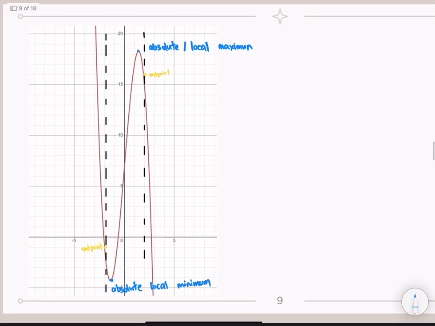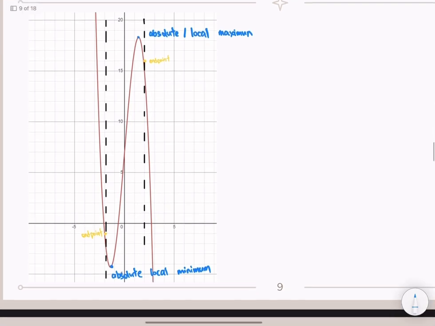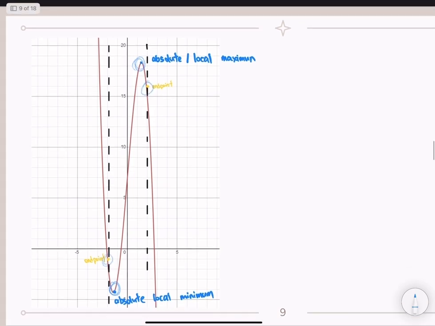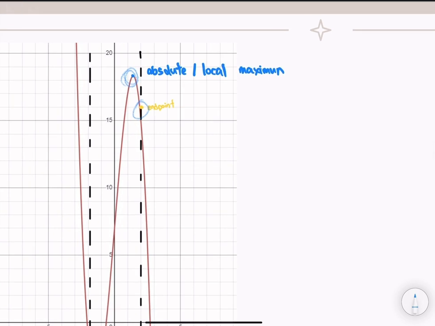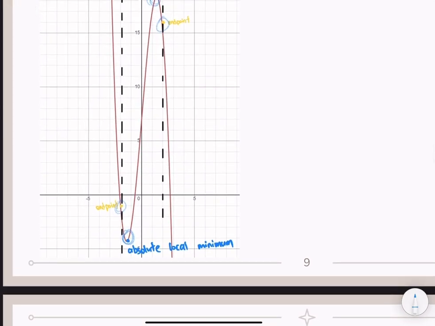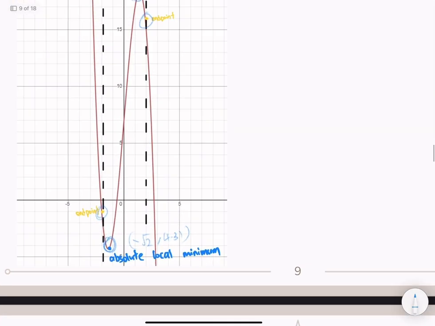So I have made a graph to make the function easier to understand. We can easily see that this is the highest point and this is the endpoint. So at x equal to square root 2, 18.31 is an absolute local maximum, and at x equal to negative square root 2, negative 4.31 is an absolute local minimum.